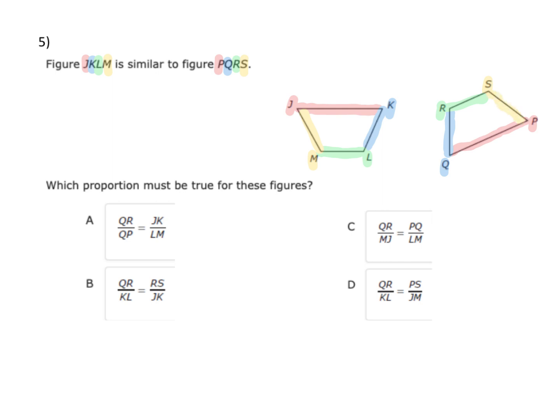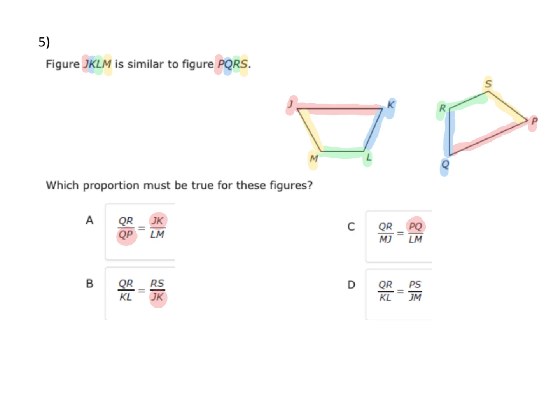Now that I have the shapes color-coded, I need to color-code my answer choices. So I'm going to start with red, which is JK. So anywhere there's JK, I'm going to color-code red. Now I'm going to do the other red, which is PQ from the other shape. So anywhere there's a PQ or a QP, I'm going to color-code red. And that would be it.